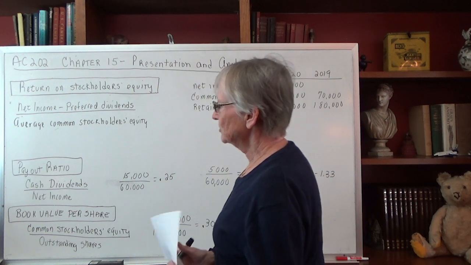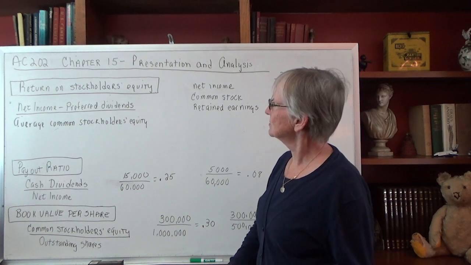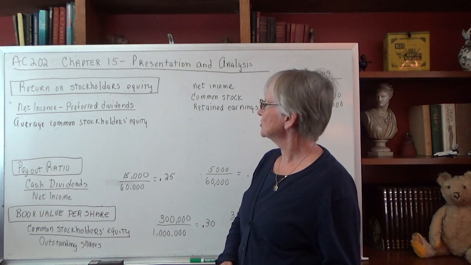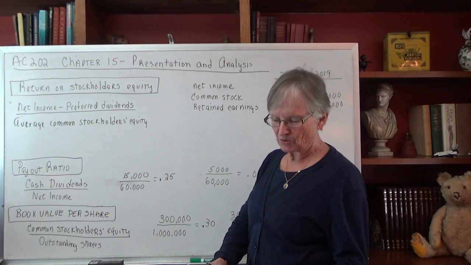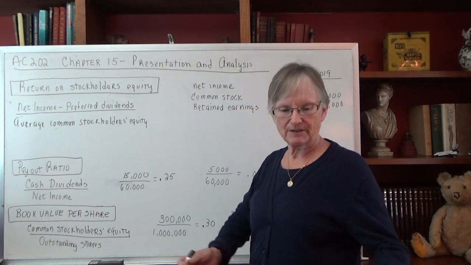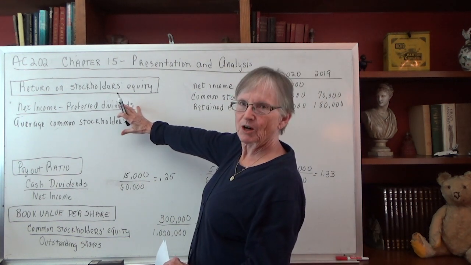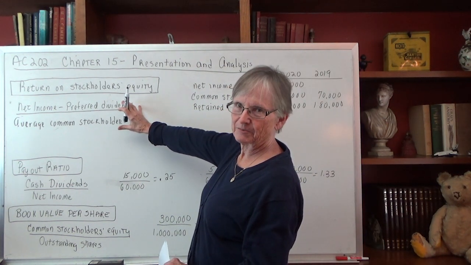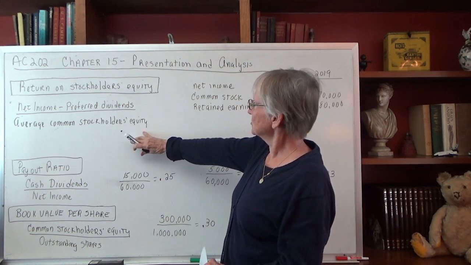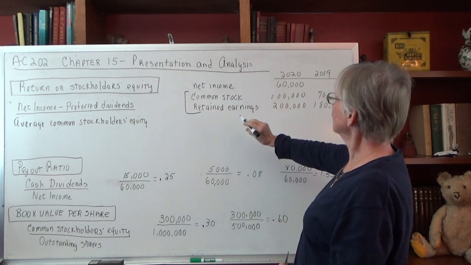Okay, so when you're analyzing stockholders' equity, you've got the return on stockholders' equity, which is your net income minus your preferred dividends, divided by your average common stockholders' equity. So this may be somewhat of a review from AC 102, but sometimes it's helpful to go over that. First of all, if there's no preferred dividends in the problem, you just have net income, okay? You don't take off the common dividends, just the preferred dividends. Average stockholders' equity is made up of common stock and retained earnings together.